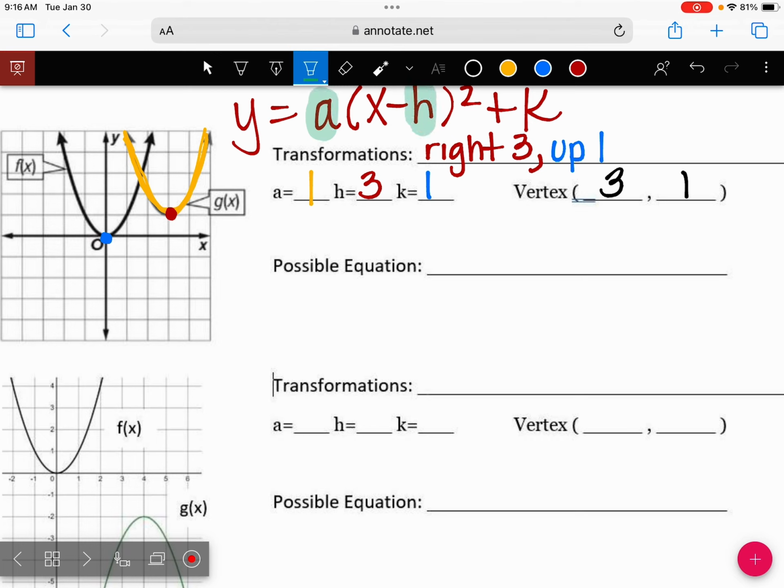Let's go ahead and write your equation, not equations. Go ahead and put in your A, H, and K, and you're done. Remember, inside, instead of a +3, you're going to put a -3. And then +1 goes out here.